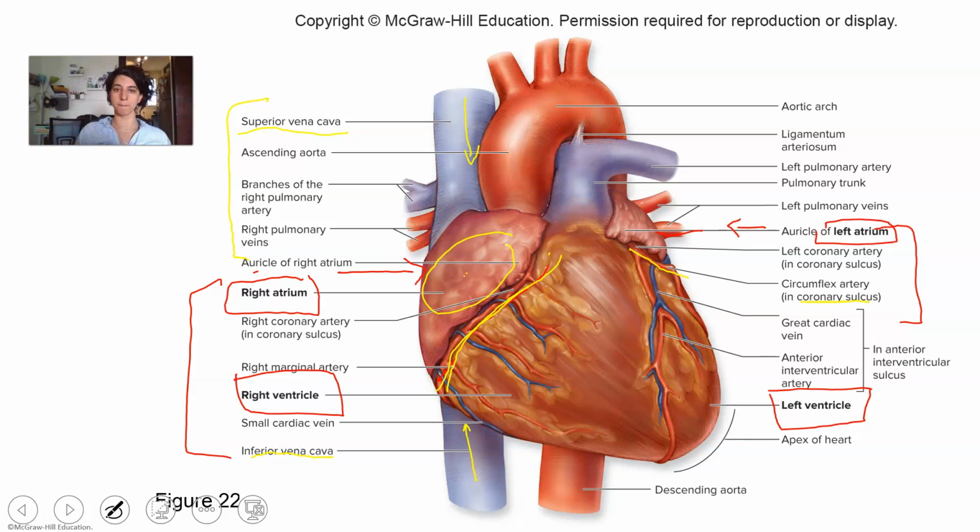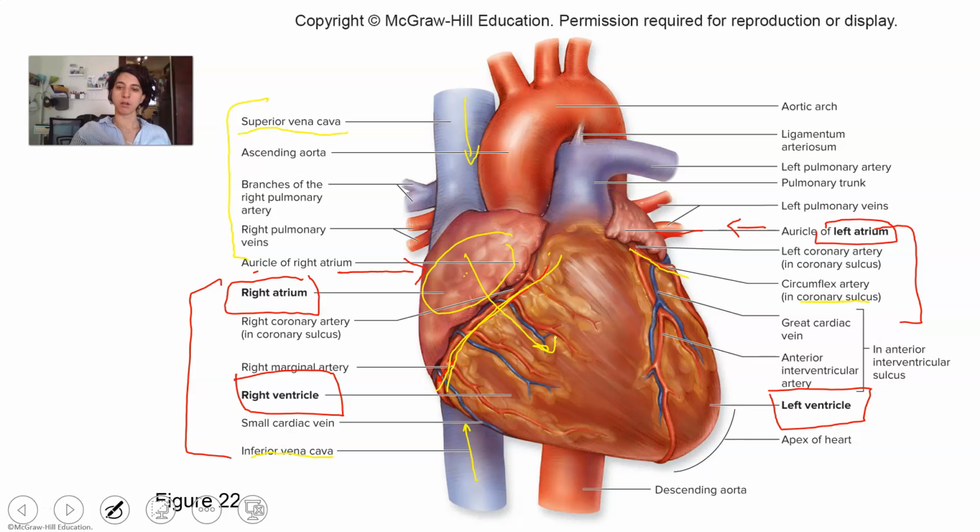Okay, I have to talk about this in the context of blood flow because that's how it makes sense. So we're receiving deoxygenated blood in the right atrium. Once the atrium is full, it drains into the right ventricle. And now that we have this oxygen poor, deoxygenated blood, where do we want it to go? We want it to go back to the lungs to pick up more oxygen.